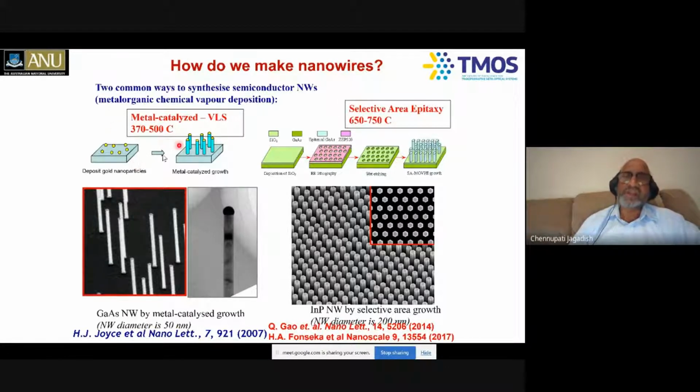In this metal-catalyzed VLS growth process, we take nanoparticles of gold, which you can commercially buy in a colloidal solution these days, as small as 5 nanometers and as big as 300 nanometers or so. We put a droplet of this colloidal solution on a gallium arsenide substrate, put it into the MOCVD reactor and heat it up. Gold has a melting temperature of more than 1000 degrees Celsius, but once the gold starts reacting with gallium, aluminum or indium, the alloy has a melting temperature as low as 350 degrees Celsius.